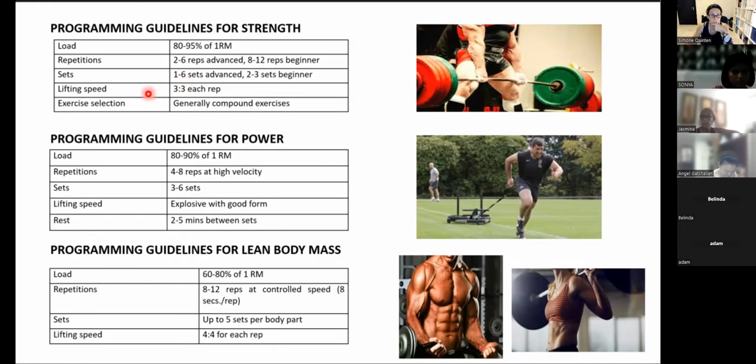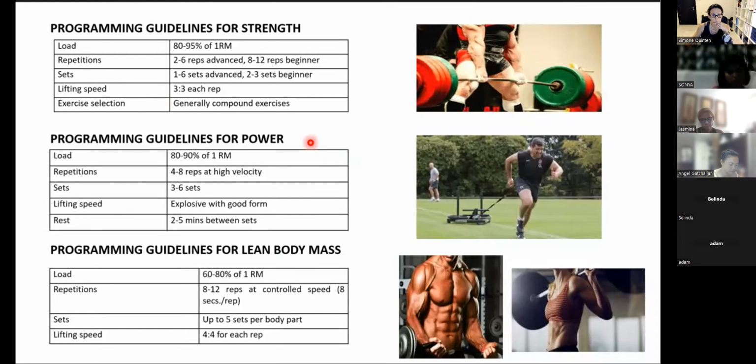Lifting speed is usually 3, but of course there are also different guidelines for them. Sometimes they're lifting and pausing. We talk about this one tomorrow. And then usually they don't do isolation lifts. They're doing compound exercises, where all the muscle groups are involved, because if you have more muscles, you can lift heavier. So you get stronger because you can lift heavier.